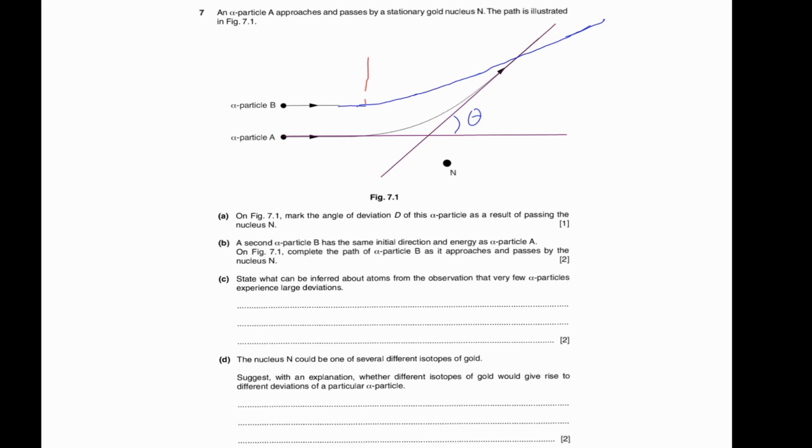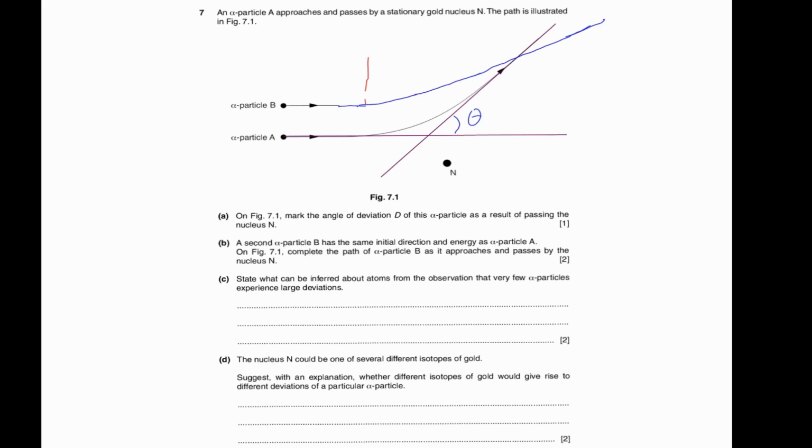Now in part D, they said the nucleus could be one of several different isotopes of gold. Suggest with an explanation whether different isotopes of gold would give rise to different deviations. Now if you remember the definition of an isotope, in chemistry you talk about atoms, but in physics you talk about nuclei. So nuclei that have the same number of protons, or same proton number, but different number of neutrons. Okay, now that is the first part you need to say.